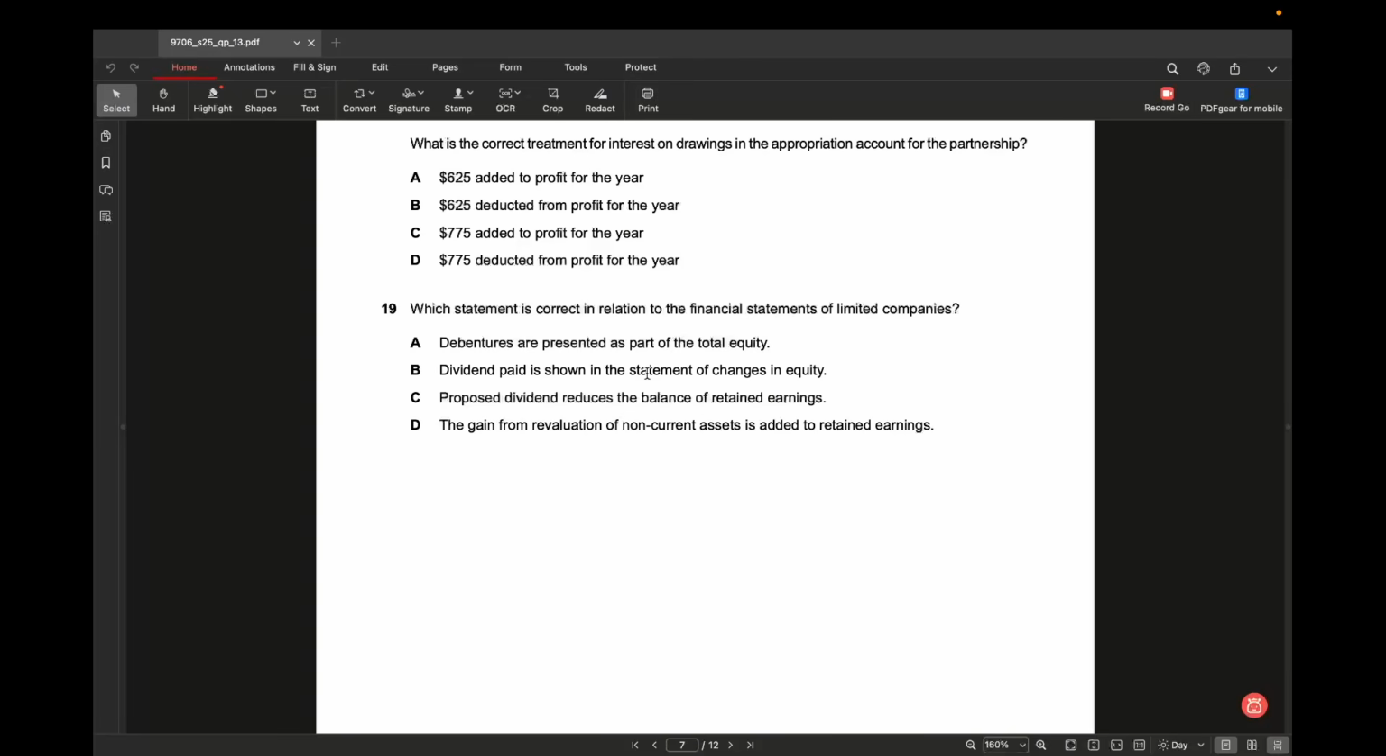Proposed dividend reduces the balance of the retained earnings. So proposed dividend we do not record at all. Only dividend paid is recorded.